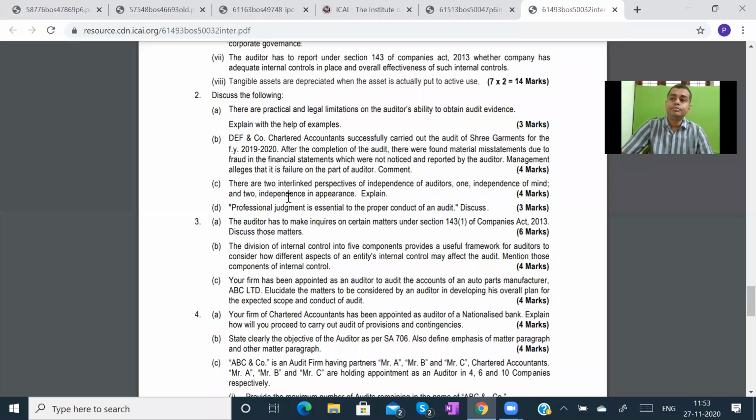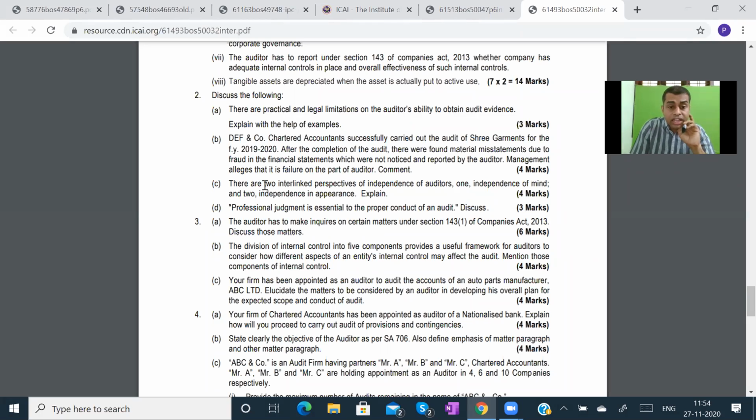There are two interlinked perspectives of independence of auditors. One, independence of mind, and two, independence in appearance. Explain. Very good. So you have the International Federation of Accountants Committee, IESBA, with threats and all that ethical practices. Do you remember all these things? Independence is also given there. Very clearly they said independence in fact, and independence in appearance.